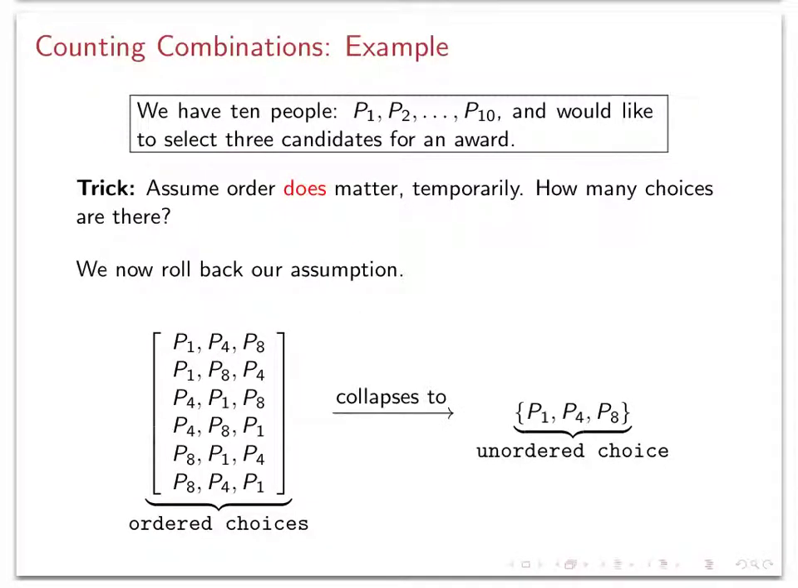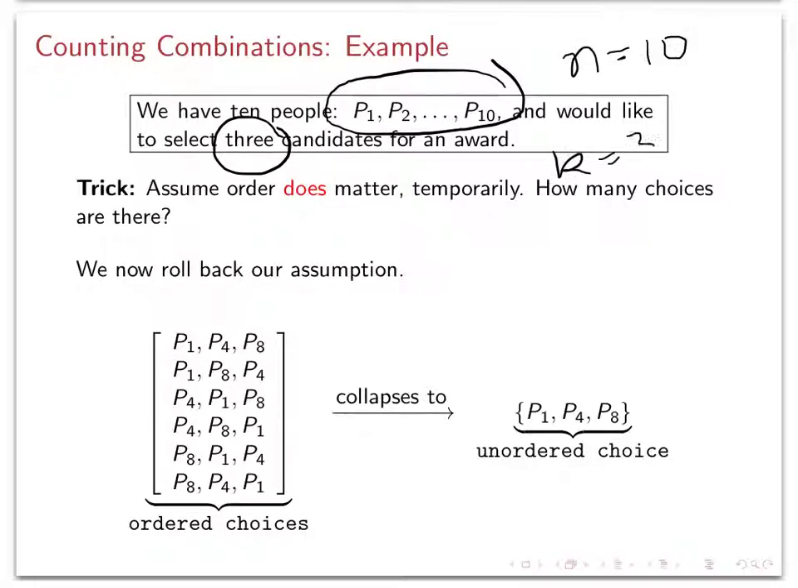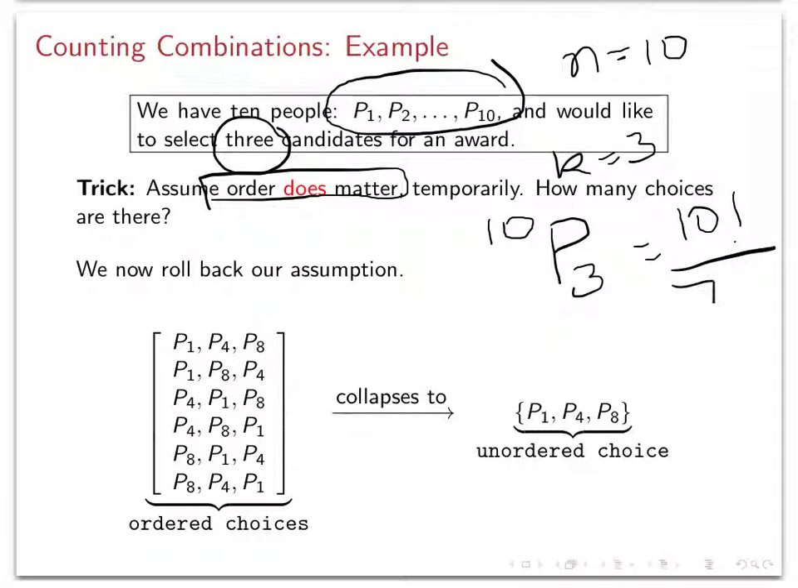So the question is, how do we count these combinations? There is a very simple trick, as we showed in class. Let's take an example. Suppose we have 10 people, P1 through P10, and we would like to select 3. So n equals 10 and k equals 3. How many ways are there to do this choice? Now there is a trick: we assume temporarily that the order does matter, temporarily, mind you. How many choices are there? If the order does matter, we have already seen how to do this, and the answer is 10 permute 3, or 10 factorial by 7 factorial choices.